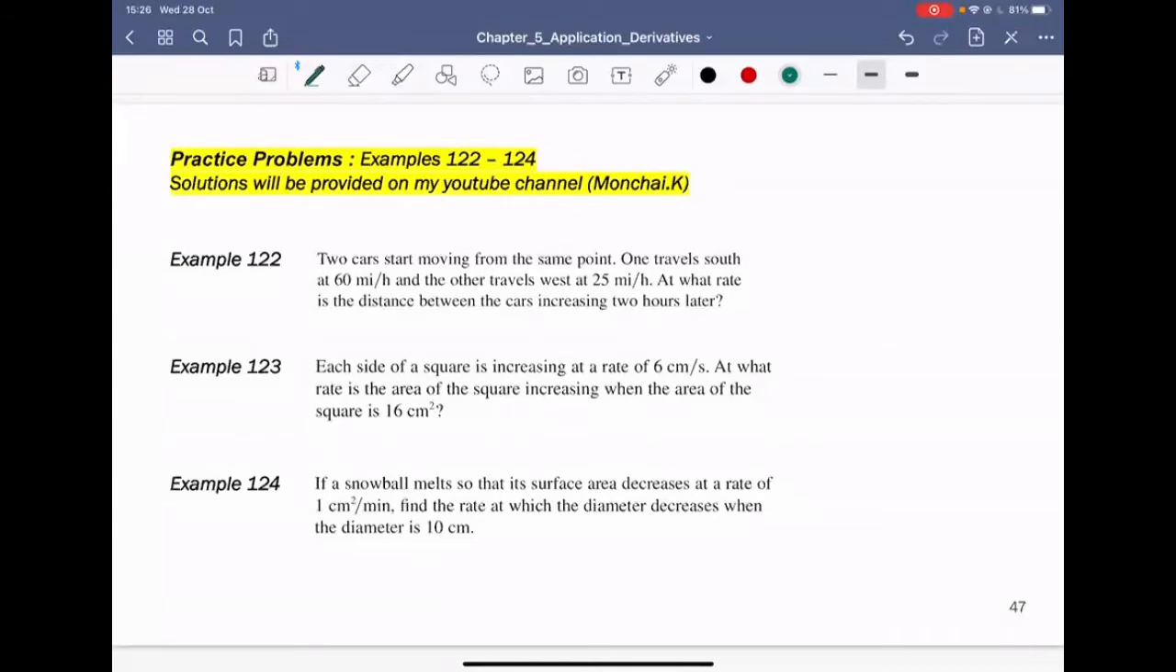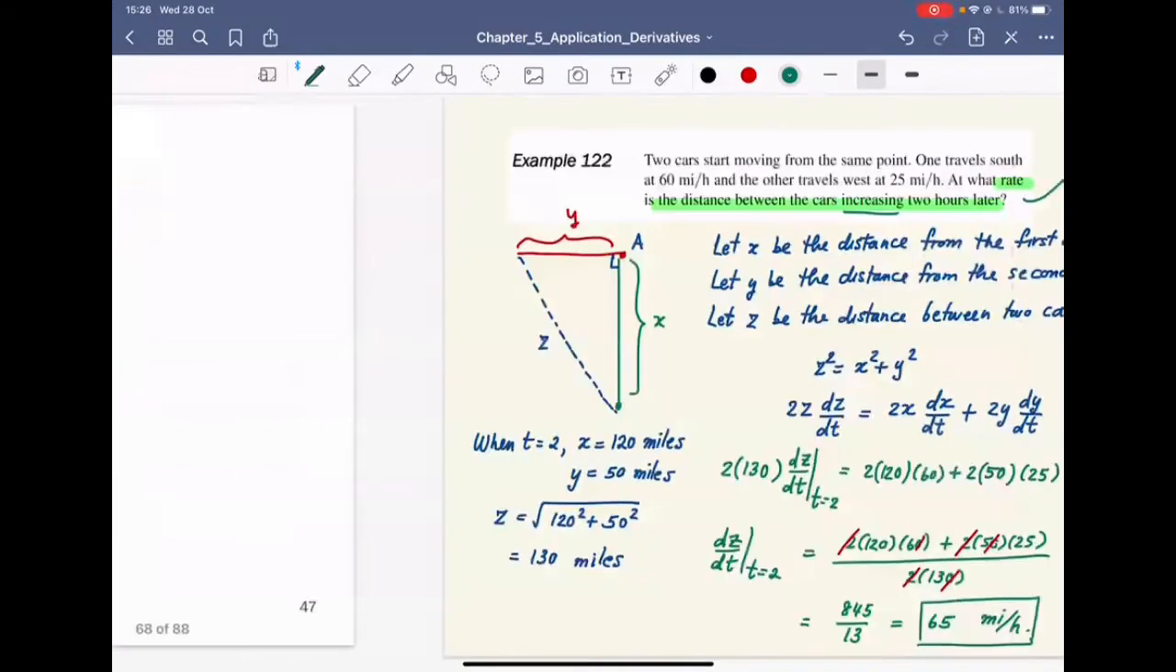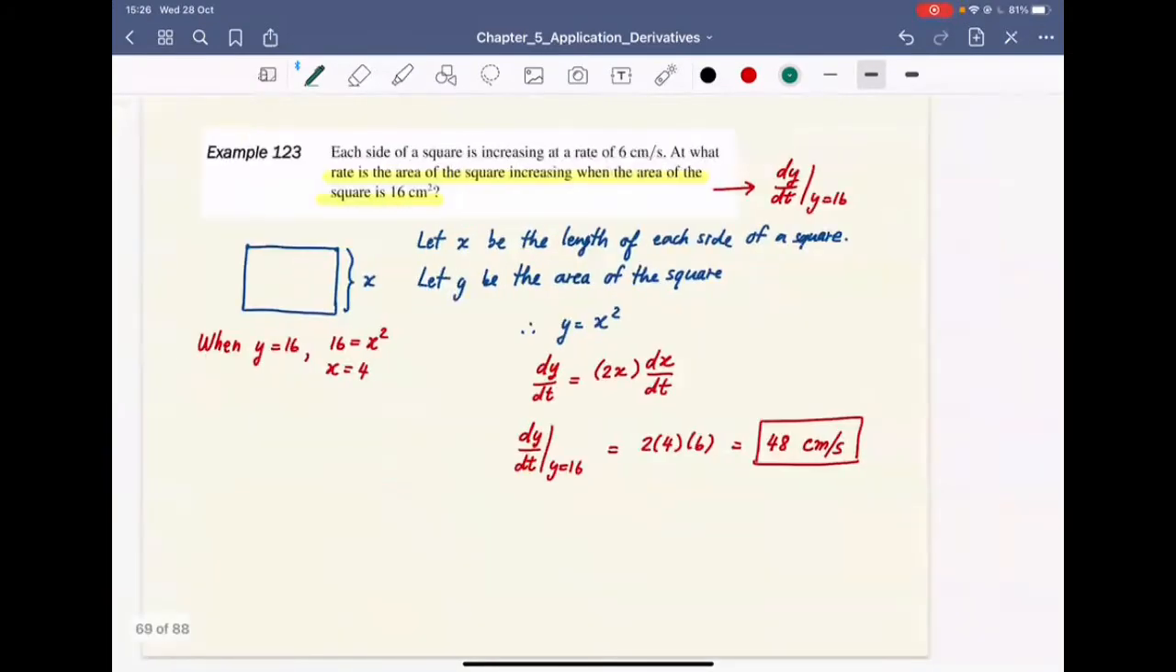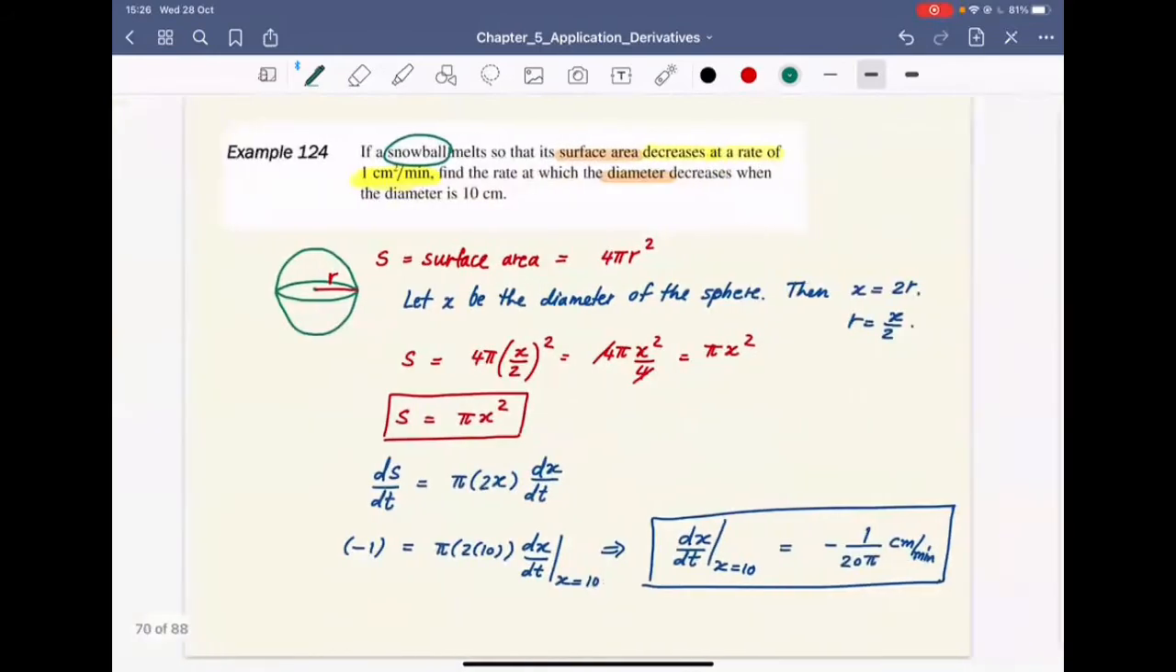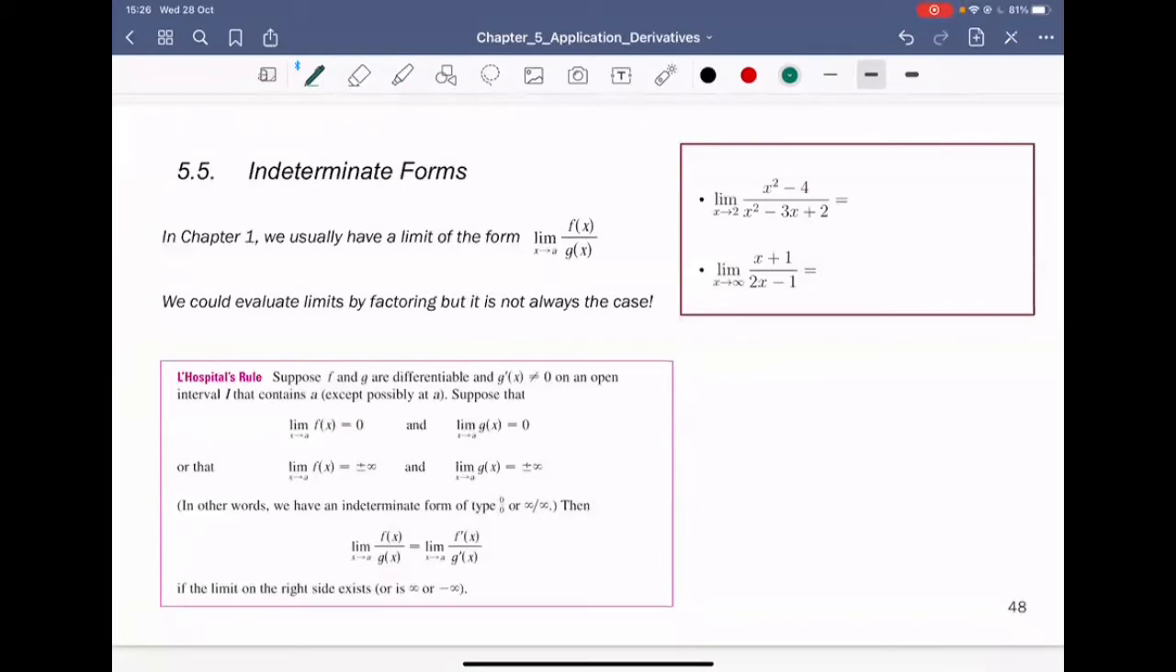All right, so I'm gonna post the solution here after class for sure on the clip, but well, let's skip that for you to practice on those 3 examples. So we're gonna look at the last section for today and the last section for this chapter, indeterminate form.